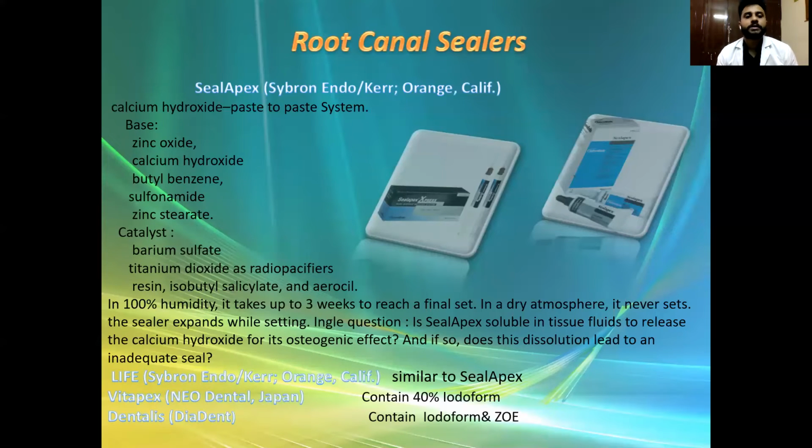Okay, next moving on to Seal Apex. Seal Apex is a calcium hydroxide based root canal filler. It has a base and a catalyst. The base is composed of zinc oxide, calcium hydroxide, butyl benzene sulfonamide, and zinc stearate. The catalyst has barium sulfate, titanium dioxide, isobutyl salicylate resin, and aerosol. In 100% humidity, it takes up to 3 weeks to reach the final set. In a dry atmosphere, it never sets. The sealer expands while setting.